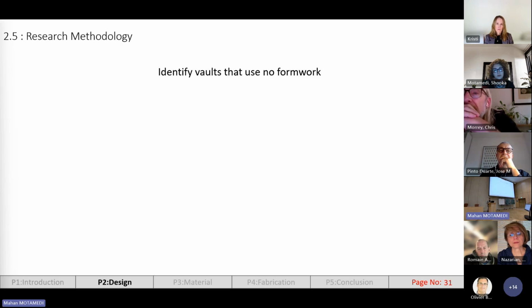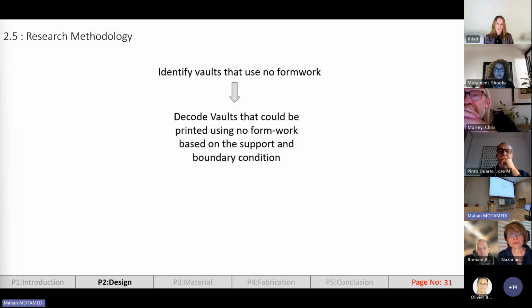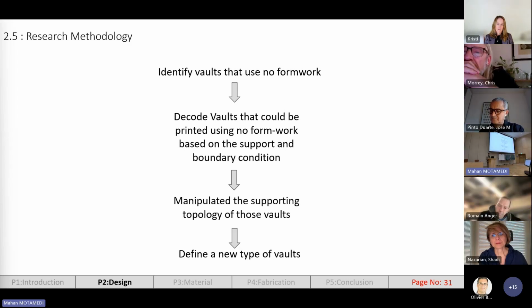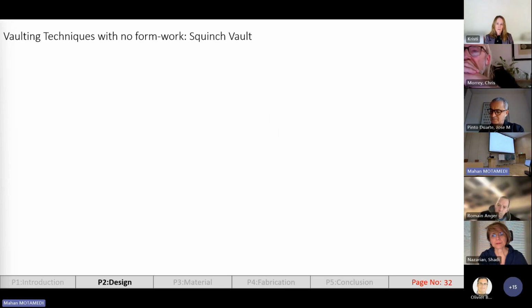Our methodology is to identify the vaults that use no formwork and decode those vaults based on their support condition and the boundary configuration, and manipulate those supports and topology of those vaults in order to create a new type of vaults that never existed before.